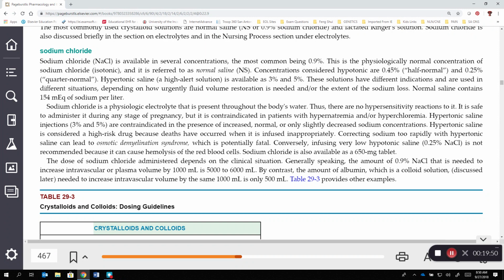They have different indications and different uses, and it all depends on how urgently we need to get fluid volume restored. Typically, if you're using a hypertonic solution, remember it's high alert, you will have a patient who is in a critical state and should be in a monitored ICU or possibly a step down unit, but should not usually be on just a regular medical or surgical unit.